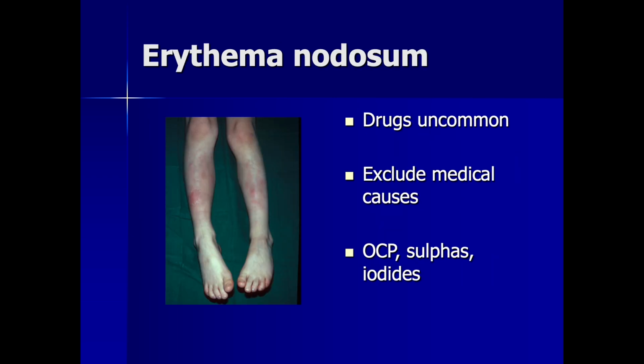Erythema nodosum produces painful erythematous nodules, usually symmetrically on the shins. Although drugs can be implicated, they're relatively uncommon causes. So it's always important to exclude the more common medical causes, which are sarcoid, tuberculosis, inflammatory bowel disease, Behçet's disease. Drugs can do it, and the implicated drugs are the oral contraceptive pill, sulfonamides, and iodides.